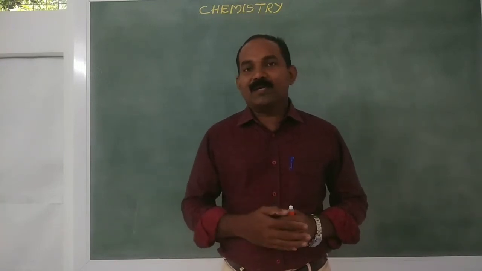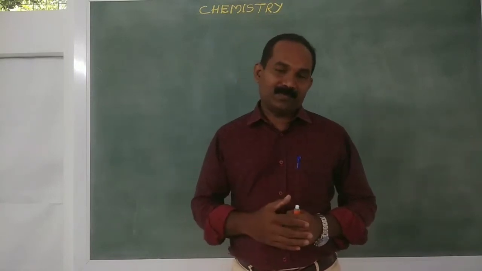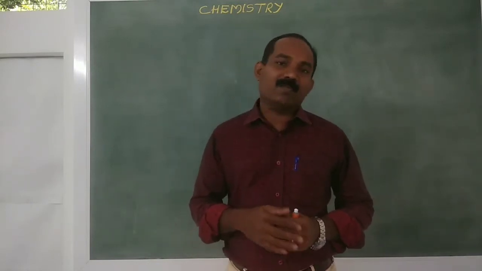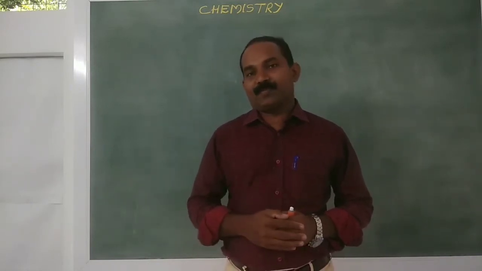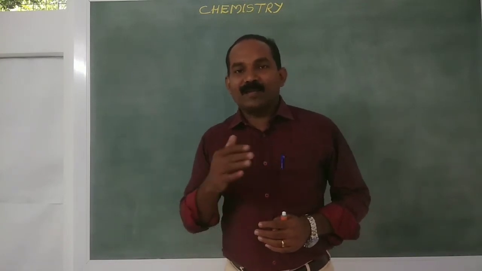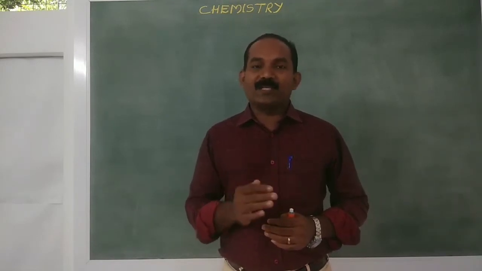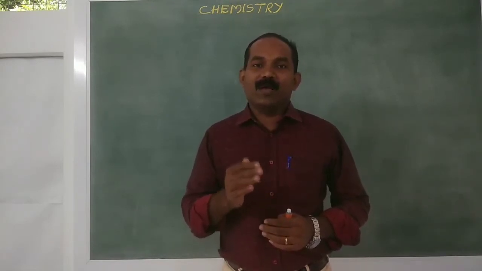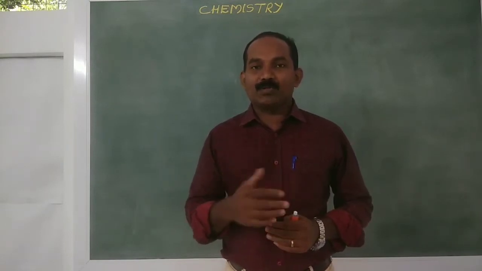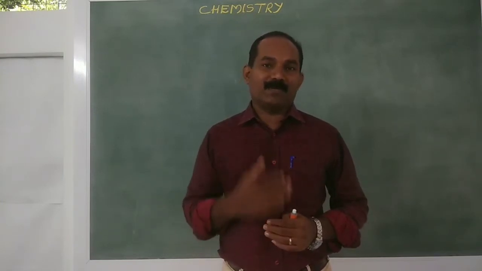We know that the empirical formula is the simplest ratio of atoms in a molecule, and the molecular formula is the exact ratio of atoms in a compound or molecule. The molecular formula and the empirical formula are related as: molecular formula is equal to n times the empirical formula, where n is a whole number. n is equal to molecular mass divided by empirical formula mass.